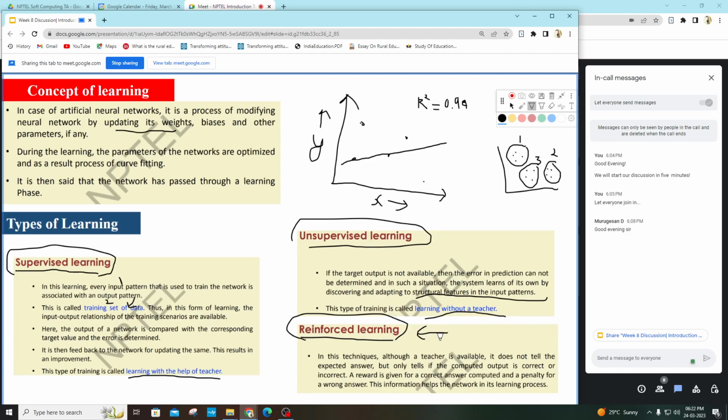The teacher will not tell you the correct answer, but it will give a reward for the right answer, and also a penalty for a wrong answer. By this you will learn. So this is known as reinforced learning. Is this slide clear to all of you?